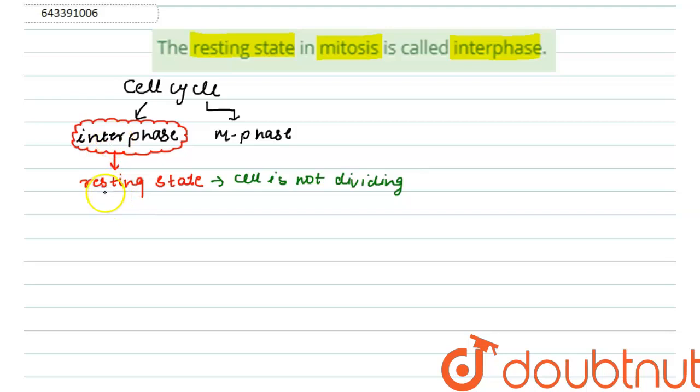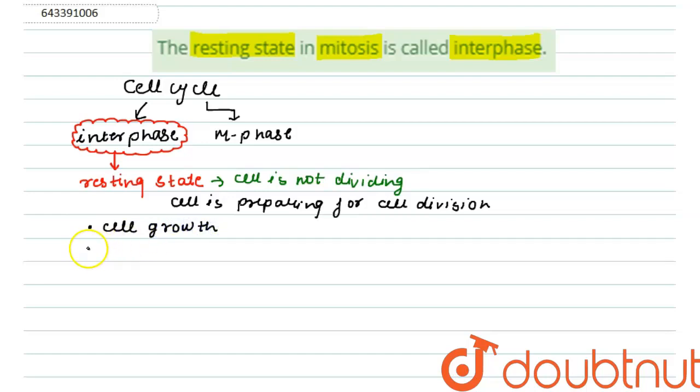So how come this is a resting phase? Actually the cell is not dividing, the cell is preparing for the actual cell division, that is M phase. Now how is this cell preparing for cell division, this is important. In this interphase the cell undergoes growth. First, the cell grows in size, or we can say cell growth occurs. Second is DNA replication occurs, but there is no cell division.